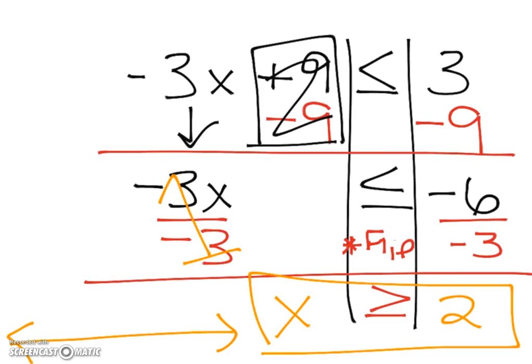And if I want to put that on a number line, I'm going to start with positive 2. Since it has the line underneath it, I need to make sure I fill in my dot. And x has to be bigger than 2 because my sign is open to the x. So it goes to the right.